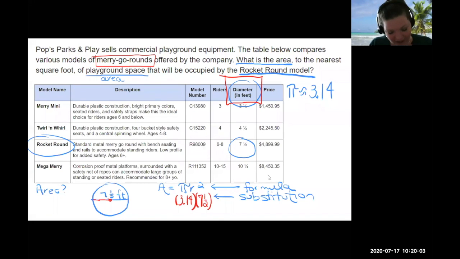If you know that a half is the same as 0.5, it's way easier to do 7.5 divided by 2. Easier in your calculator, easier by hand. I'm going to do it with my calculator because I need to save my brain power for the mathematical reasoning, you guys. And I find out that that radius would be 3.75.